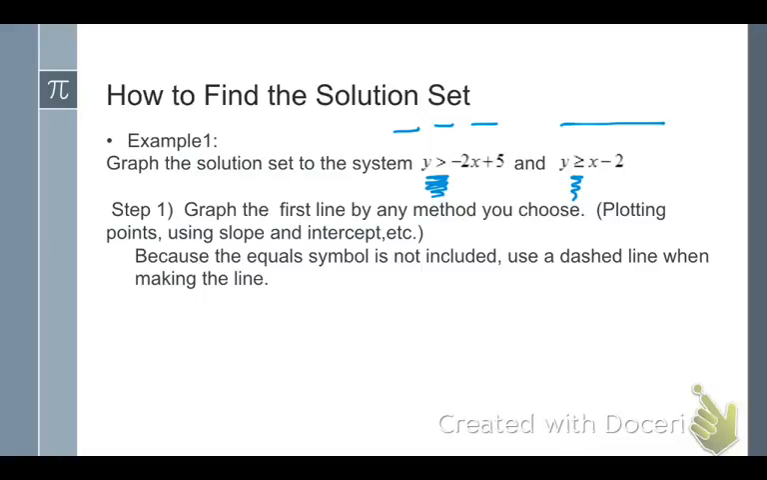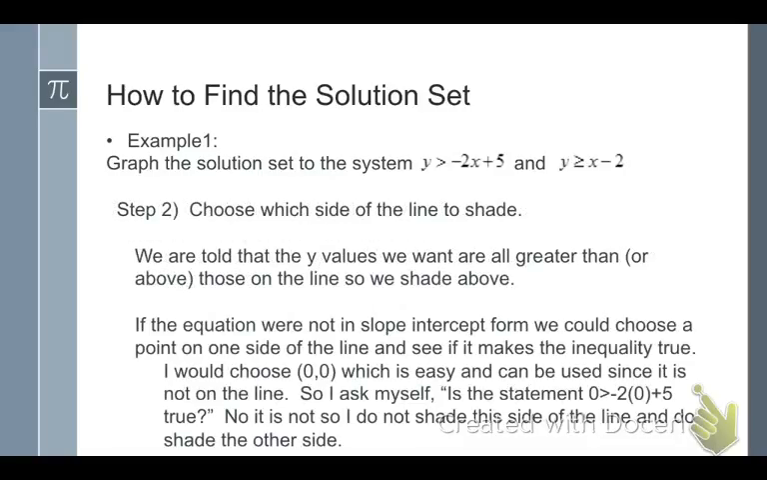Graph the first line by any method you choose, and use a dashed line. Then choose the side of the line to shade. You want all values greater, so you're going to shade above that line for this first one. If the equation weren't in slope-intercept form, I would choose a point that's not on the line and see if it makes the inequality true. If it does, I shade that side. If it doesn't make it true, I would shade the other. You might want to review the last lesson in Unit 3 if you're having trouble understanding this.